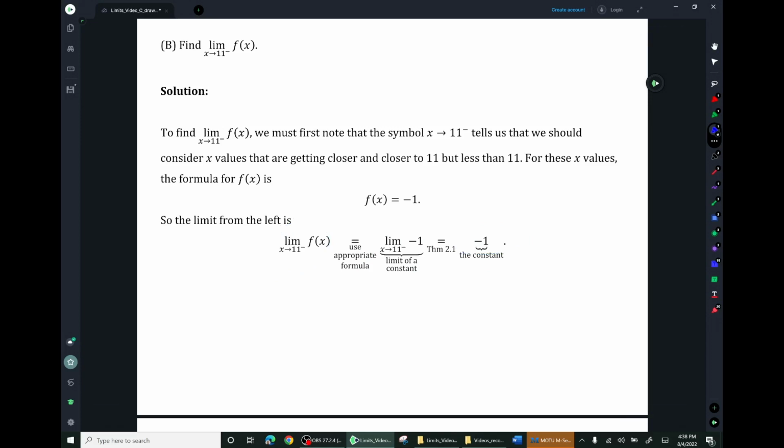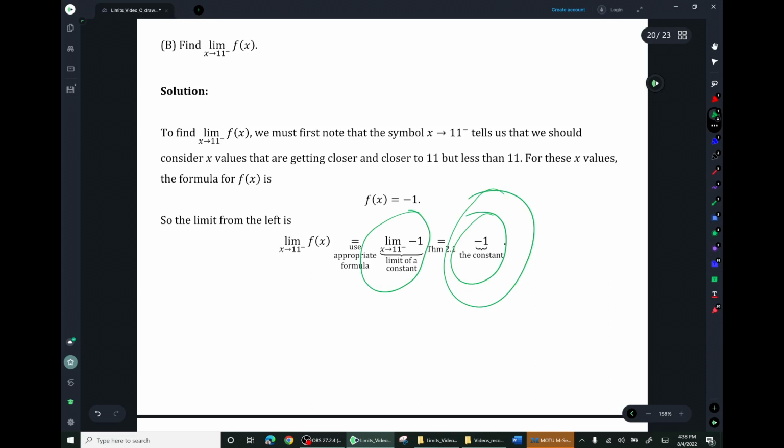Notice, as I've mentioned before, it's very important that you use the limit symbol correctly. Our original expression, the thing we're supposed to find, involved the limit. The next thing we wrote still had the limit expression because all we had done was swap out f of x for the correct formula for f of x. It wasn't until later, after we used Theorem 2.1, that we wrote something that did not have the LIM symbol in it. Let's go on.